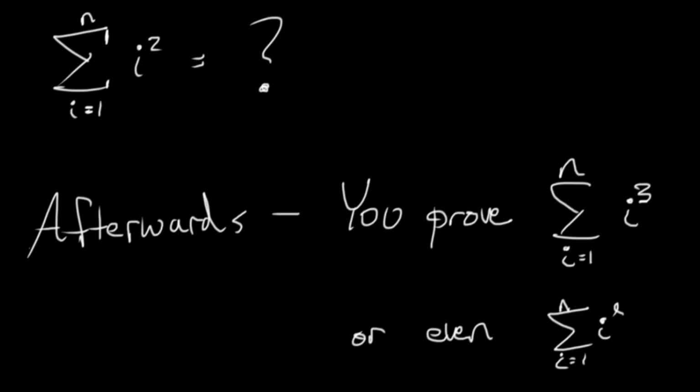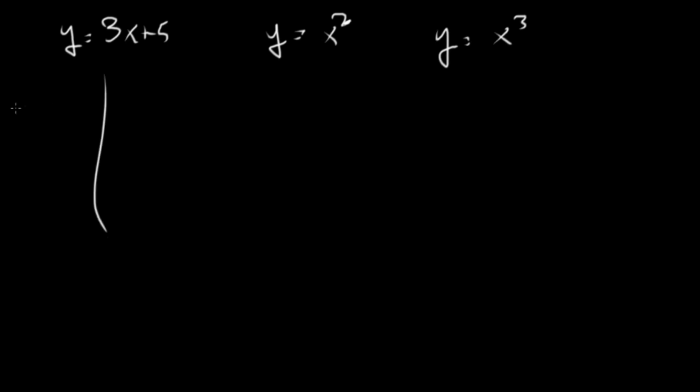So to do that, I want to look at some concrete examples of a linear, a quadratic, and a cubic function. So here are three different functions. 3x plus 5, that's our linear. y equals x squared, that is our quadratic. And then we'll do y equals x cubed, that's our cubic. So what does this look like? All right, so let's plug some things in.